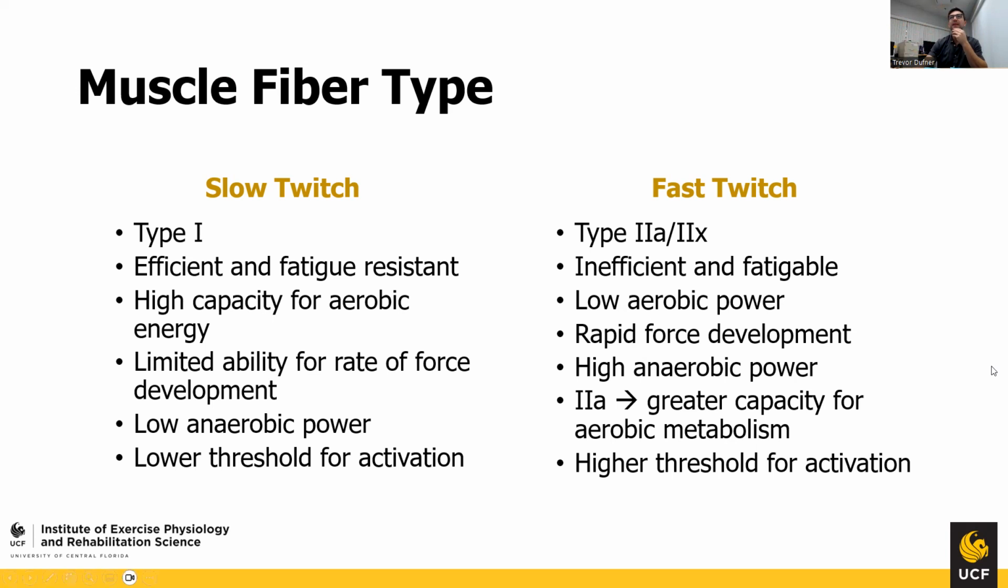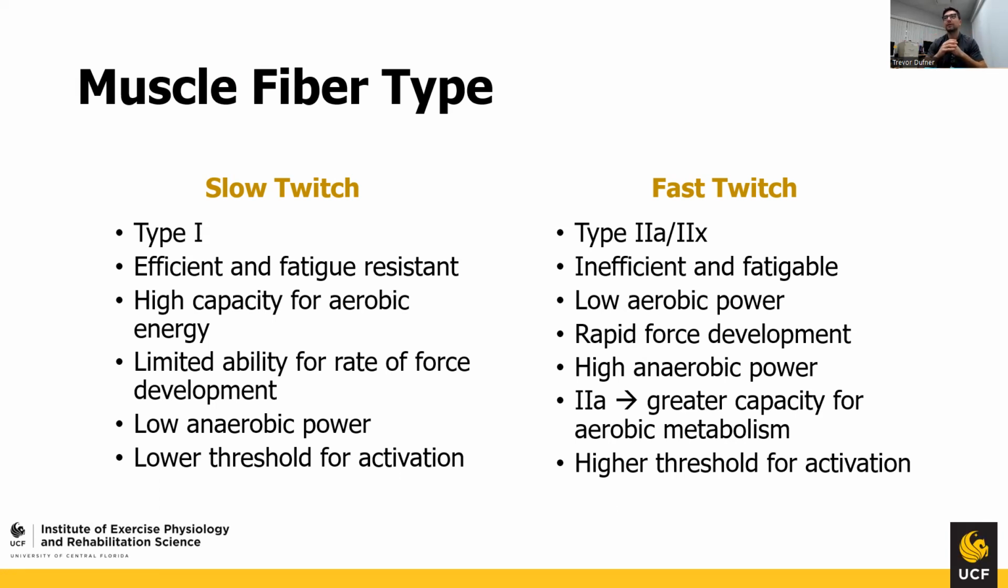The first one here is our slow twitch fibers, or type 1. These are going to be efficient and fatigue resistant. They're going to have a high capacity for aerobic type things. These are our smaller muscle fibers as well, and they're limited in their ability to produce anaerobic power. Because they don't have a high rate of force development, and because they are small, they're limited in their ability to produce power. But they're really good at long-term contractions over a long period of time, and being very fatigue resistant. These are things that you typically would utilize in aerobic style events.